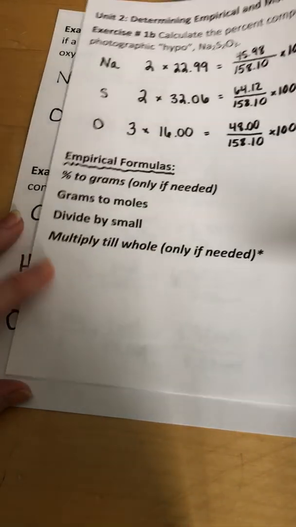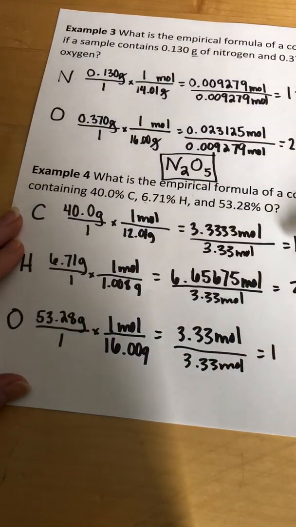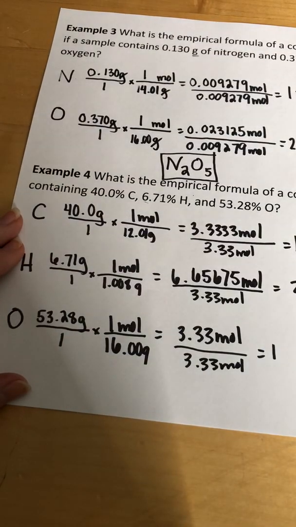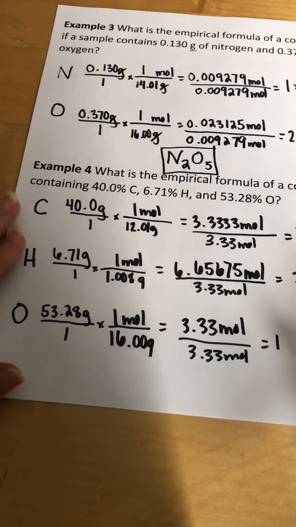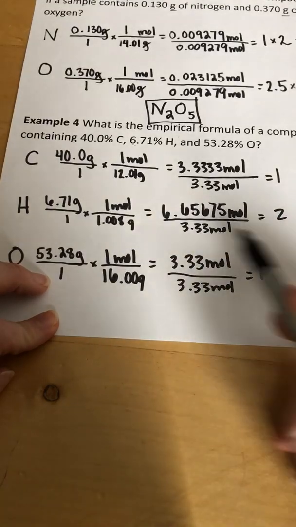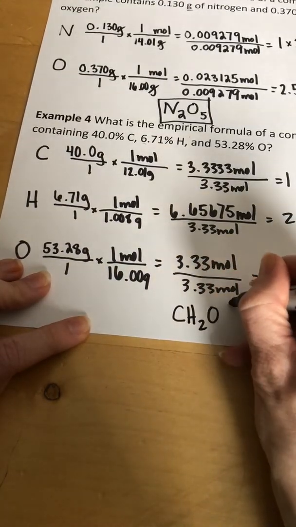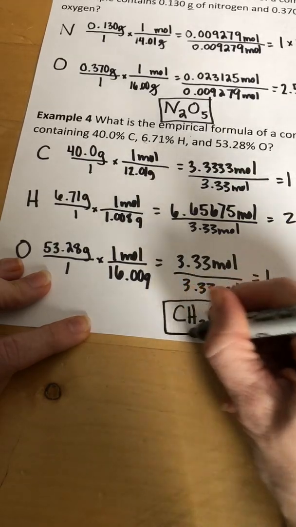Okay, last step says multiply till whole. That's another only if needed. If you look, all of these are whole numbers, so there's no need to multiply till whole. So I'm going to have 1 carbon, 2 hydrogens, and 1 oxygen. And that's going to be your empirical formula for that problem.